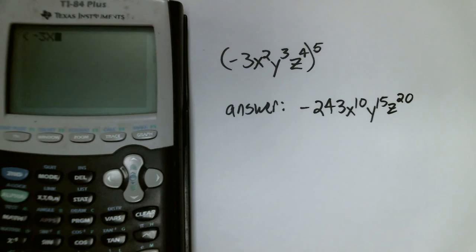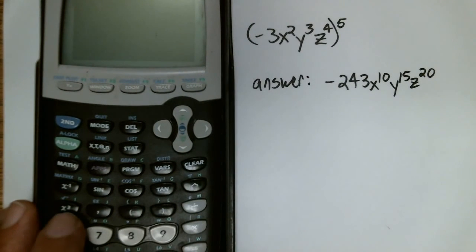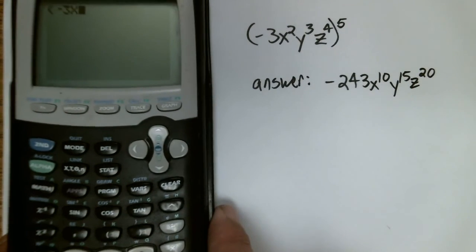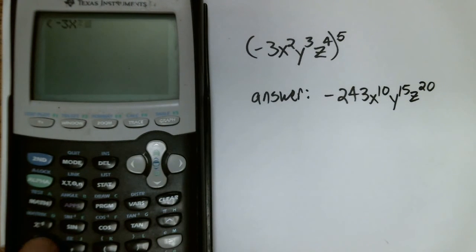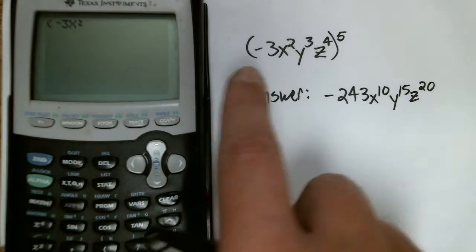I don't need to press raised to the second because there's also, if you can see my finger here, that little squared button. So I don't need to press the little caret button. I can press the squared button and that's fine. Anything else, I'll need to raise it to the power. Okay, so I got negative 3x squared.